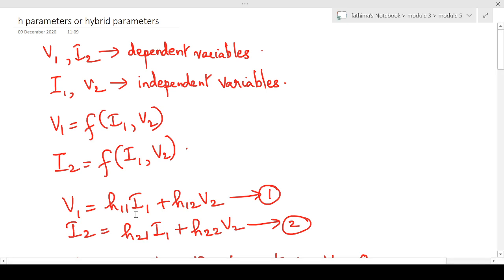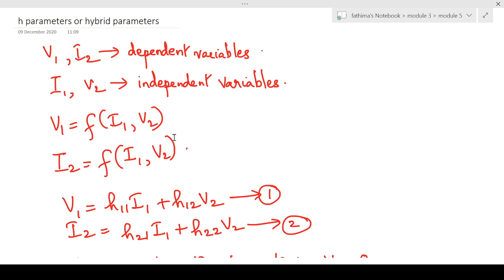In this video, we'll see about H parameters or hybrid parameters. First we have seen about the Z parameters, and for all networks, the Z parameters may not exist. So we moved on to the next set, that is the Y parameters, and sometimes the Y parameters may also not exist. So if both the Z and Y parameters are not there, we have to find another set of parameters. So we have developed the H parameters or the hybrid parameters.